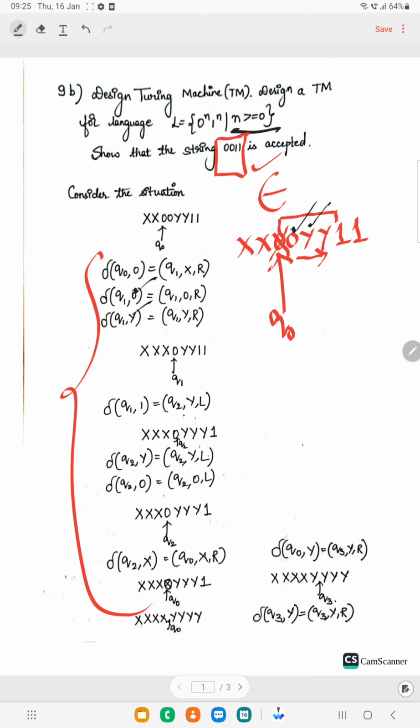Got it? So q naught on taking 0, what I did, I have to change the state. Because if we won't change the state, what happens? The second 0 that we have will also be replaced by x. But what we have to do here is monitor for the first 0 and its corresponding 1. Again come back, monitor for the second 0 and its corresponding 1. Like that, if we check, we will get to know whether equal number of zeros and ones are present.